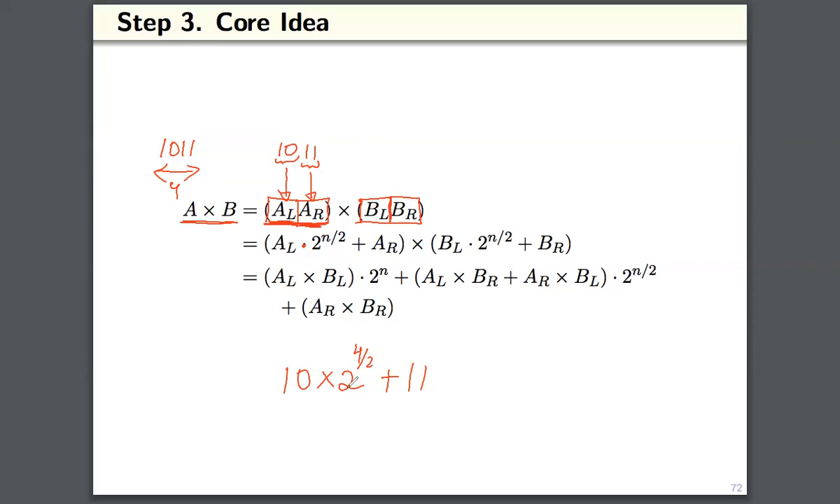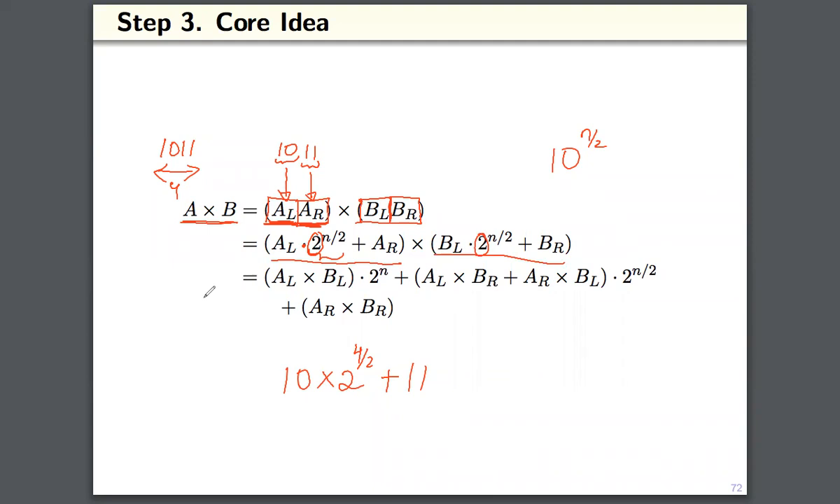Yeah. Okay, so these are binary numbers, hence we are multiplying them with 2 power. If they are, say, decimal numbers, you can multiply them with 10 power n by 2. Make sense? As these are binary numbers, we are multiplying them with 2 power. If they are base 3 numbers, you can multiply them with 3 power n by 2. Now you can expand AL AR like this and expand B similarly.